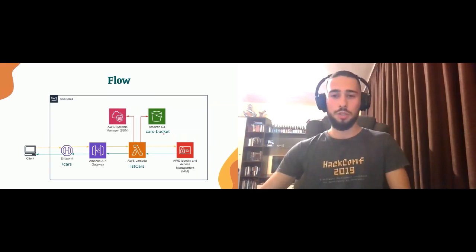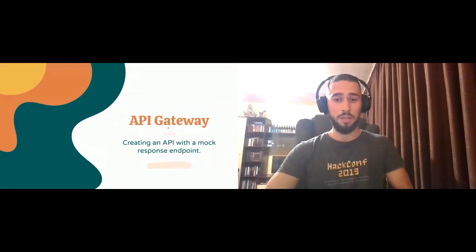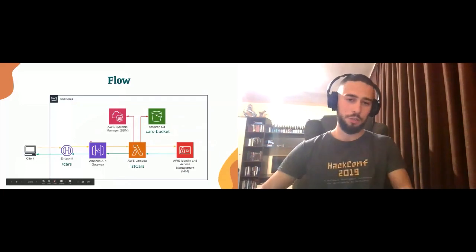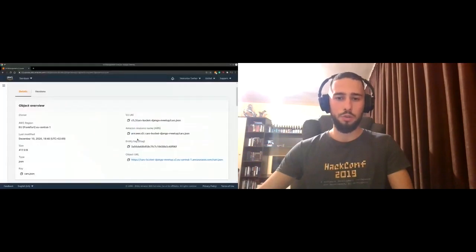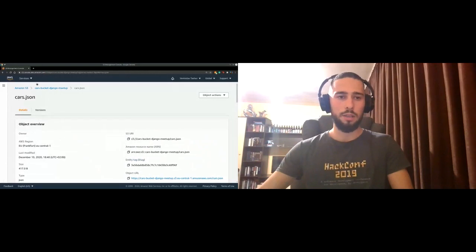So back to the presentation, what we have done is actually we created our cars S3 bucket, but now it just lives on its own and we do not do anything with it. So we proceed forward and we'll actually create our API gateway, which is this part of the application. And we'll just create an API with a mock response endpoint, which I'll explain in a few seconds what is actually a mock response.